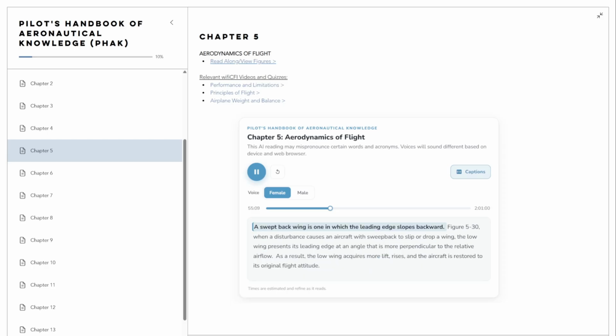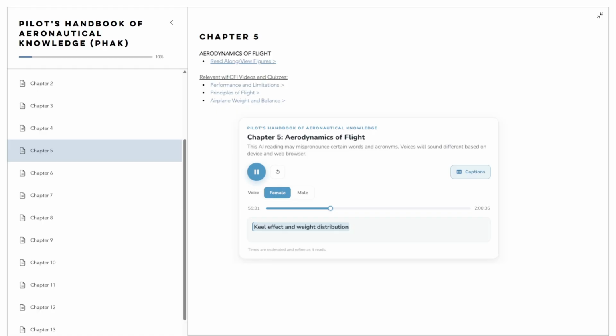A swept-back wing is one in which the leading edge slopes backward. Figure 5-30. When a disturbance causes an aircraft with sweepback to slip or drop a wing, the low wing presents its leading edge at an angle that is more perpendicular to the relative airflow. As a result, the low wing acquires more lift, rises, and the aircraft is restored to its original flight attitude.